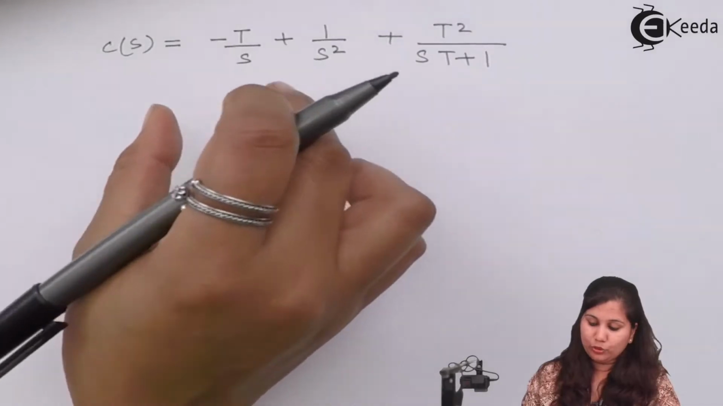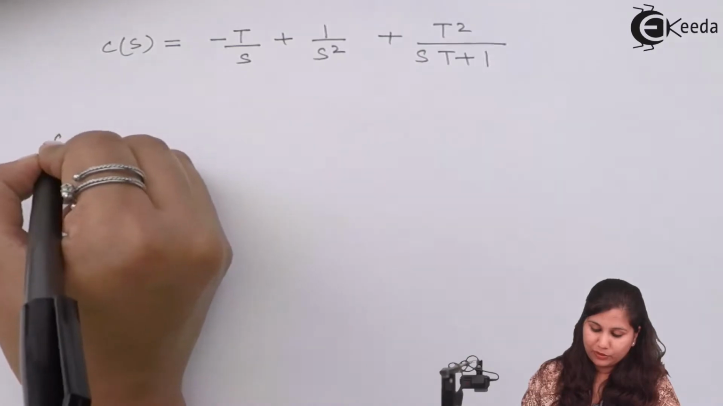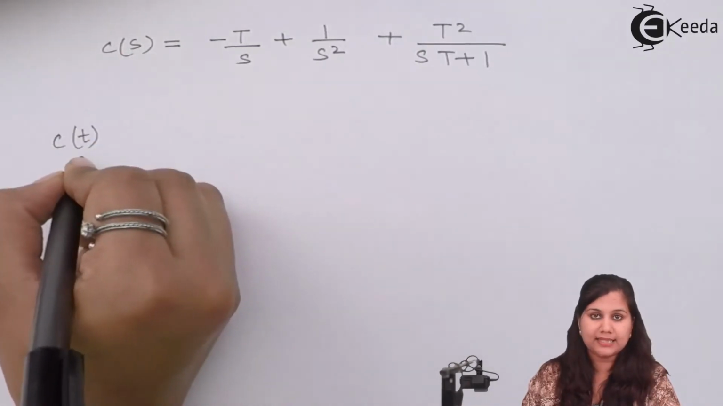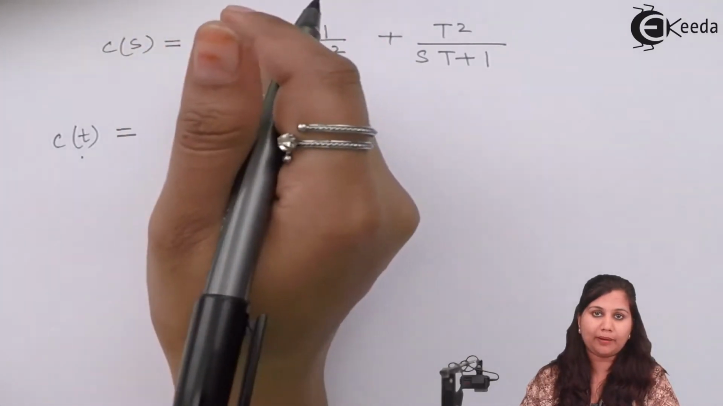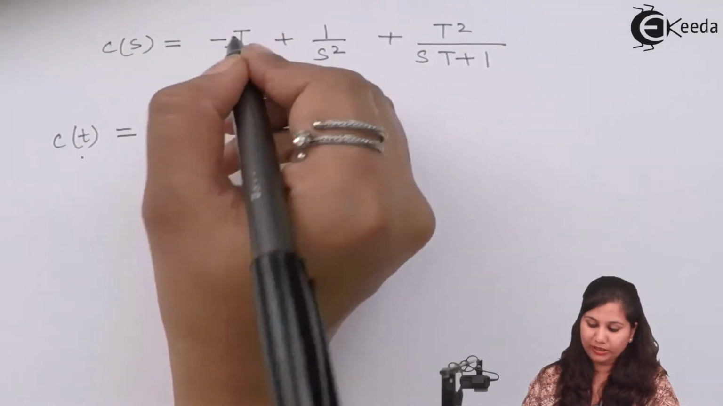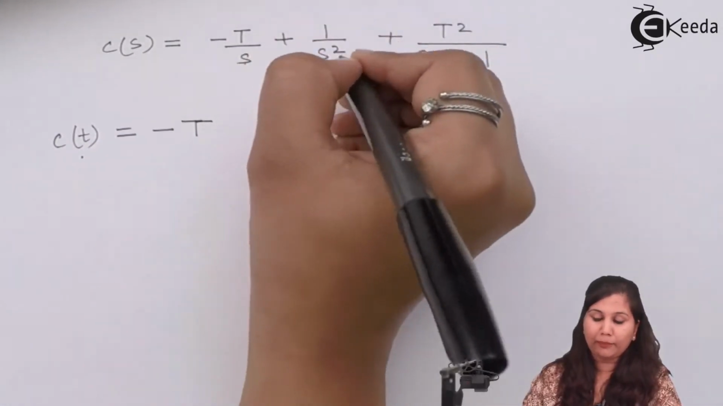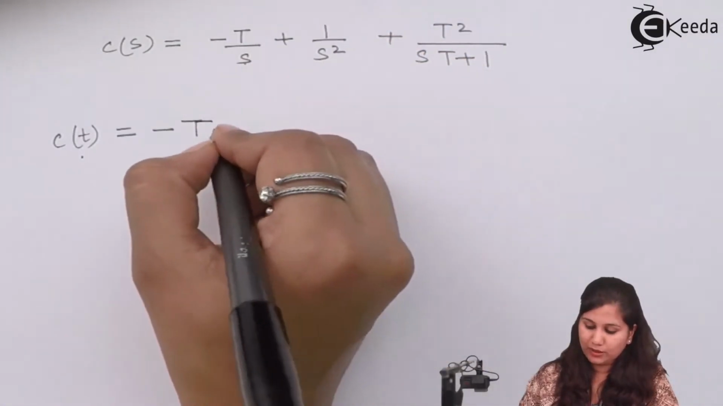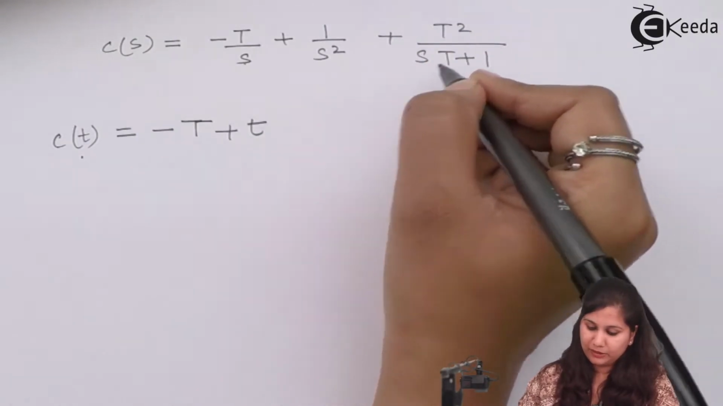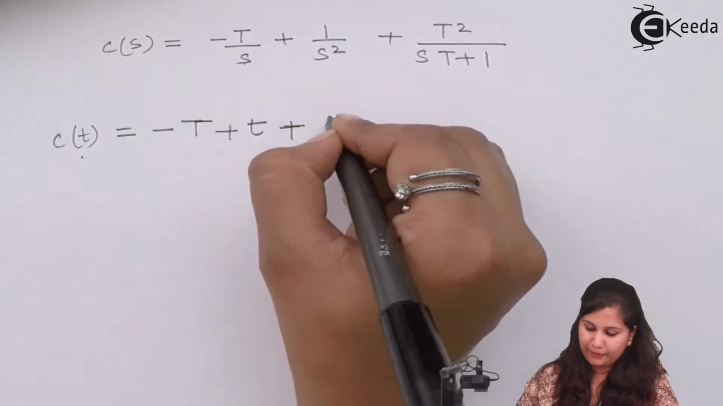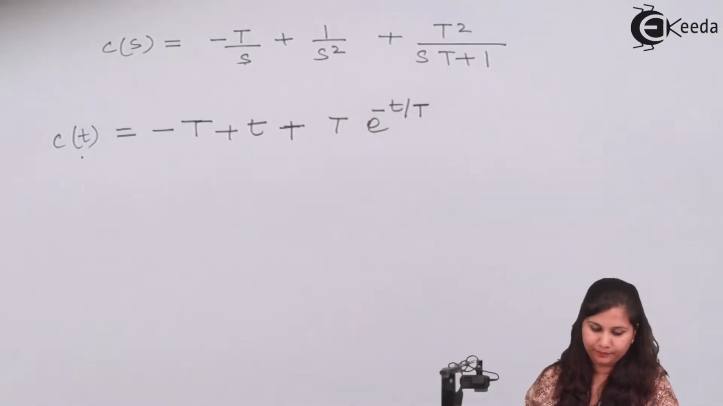Now the next step will be to get the inverse Laplace transform of this. So the inverse Laplace transform of C(s) is c(t): minus T by s. 1 by s, its inverse Laplace transform is 1, a unit step function, so it will be minus of T. 1 upon s square, its inverse Laplace transform will be plus t. And plus T square upon sT plus 1, so we will write here plus T e raised to the power minus t by T.